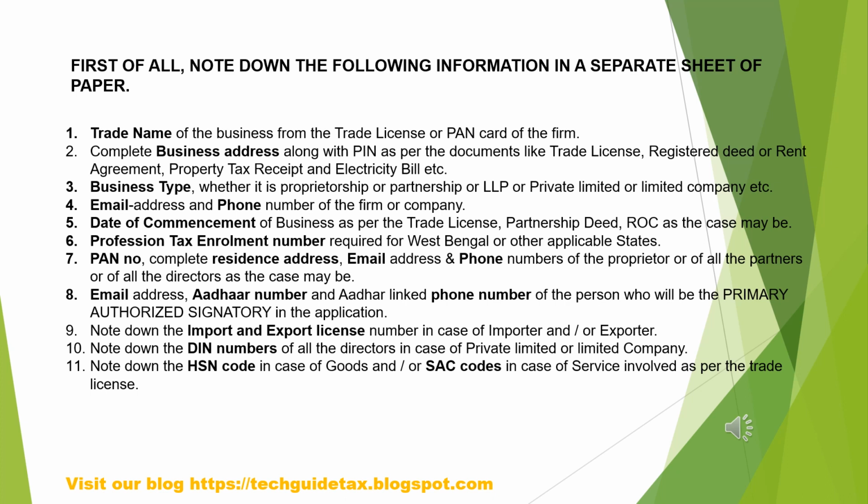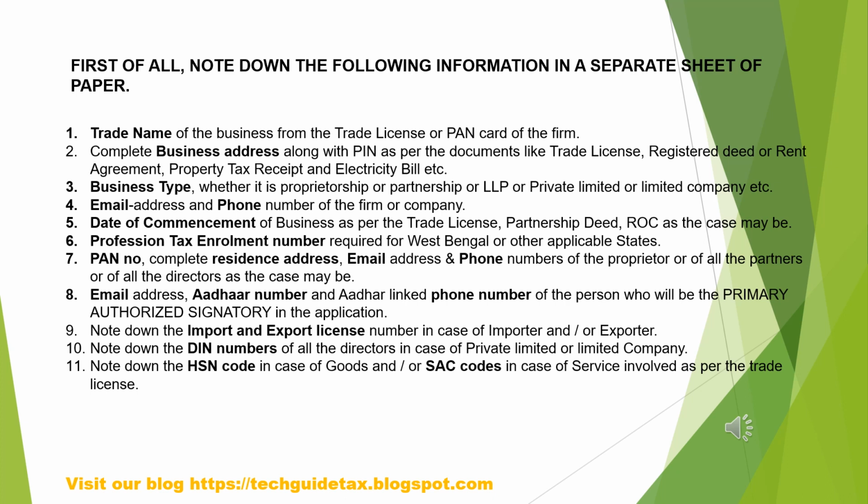Date of commencement of business as per the trade license, partnership deed, ROC as the case may be. Profession tax number required for West Bengal or other applicable states. PAN number, complete residence address, email address and phone numbers of the proprietor or of all the partners, or of all the directors as the case may be.